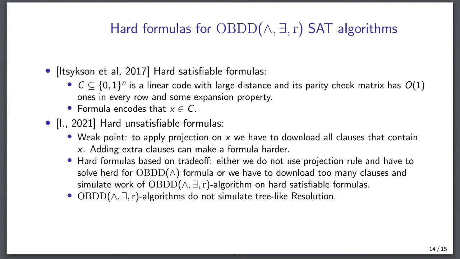either we do not apply the projection rule at all, and in this case we solve hard formulas for the OBDD proof system, or we have to download many unnecessary things, and in this branch we have to solve this hard satisfiable proof system in some sense. This is just a very rough idea. And we also prove that these algorithms do not simulate even tree-like resolution. That means that this approach is very different from resolution.